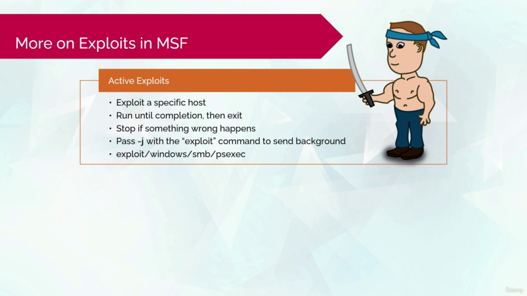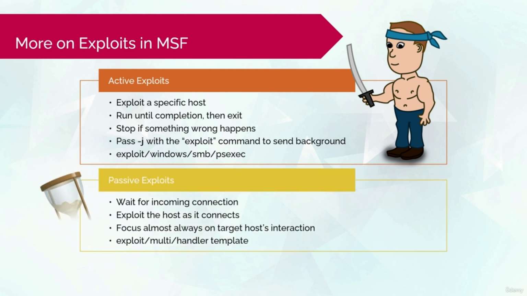And of course, on the other hand, passive exploits wait for incoming hosts and then exploit them as they connect. These exploits almost always focus on clients, such as web browsers, FTP clients, and all those. And they'll report shells as they open. Now you can list open shells by entering -l with the sessions command. Also, by adding -i with the sessions command, you'll be able to interact with the intended shell.